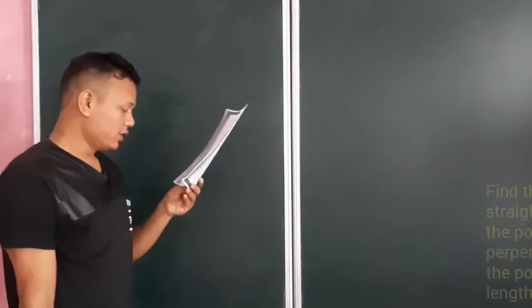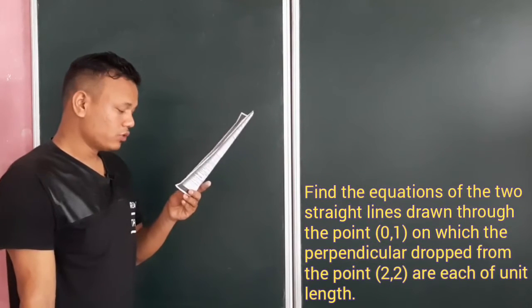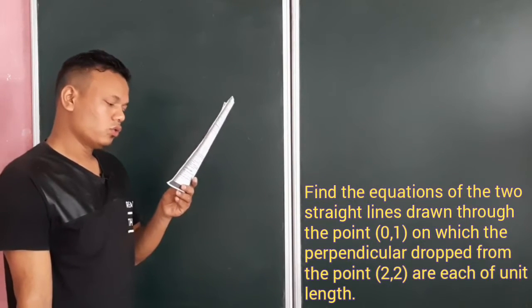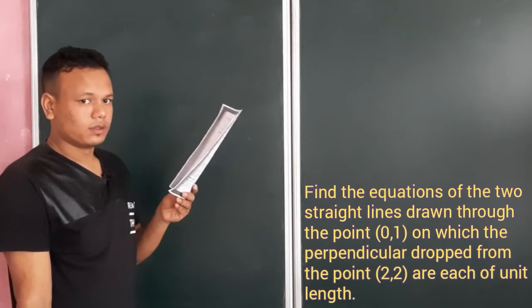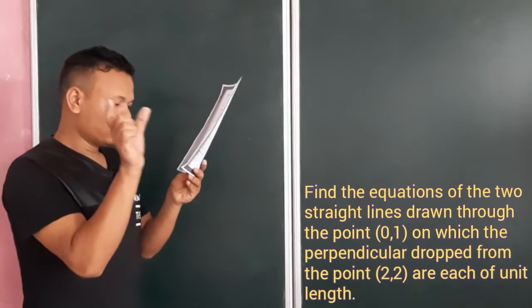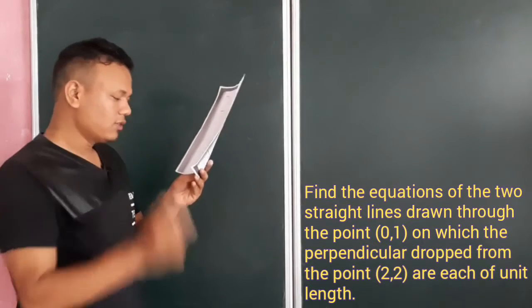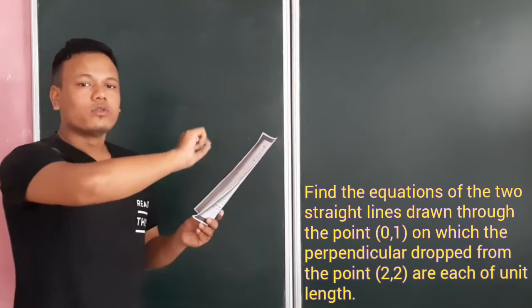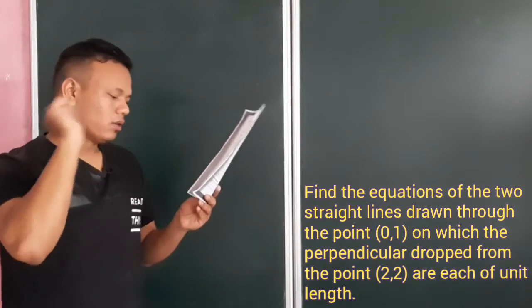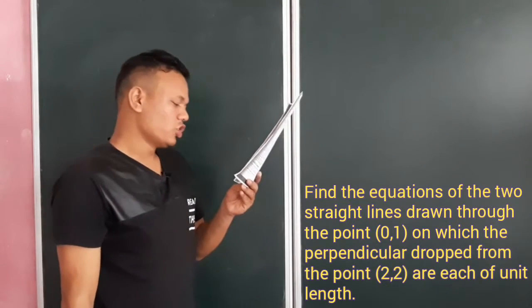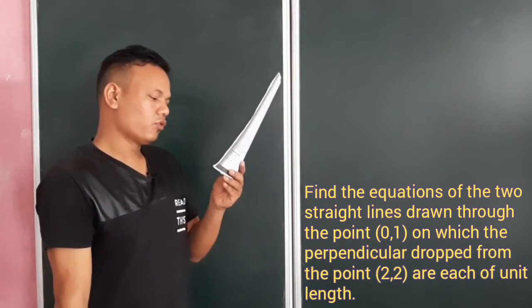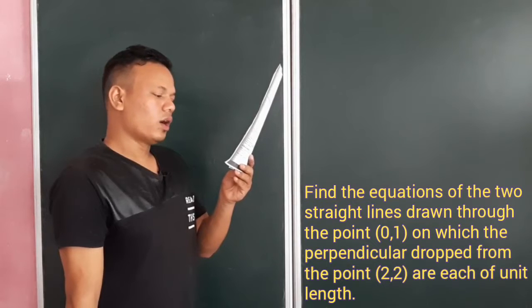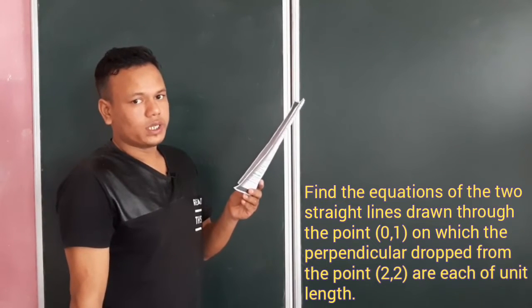Question 13 says, find the equations of the two straight lines drawn through the point (0, 1). So the sentence means that you need to find the equation of a line which passes through (0, 1), on which the perpendiculars dropped from (2, 2) are each of unit length.